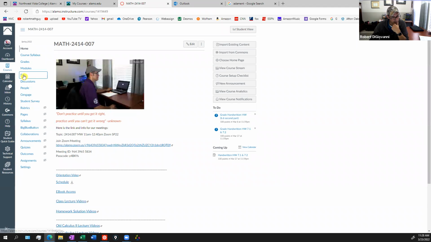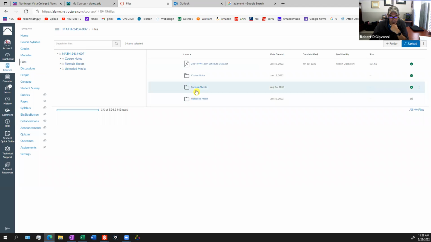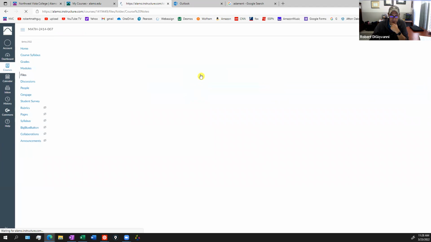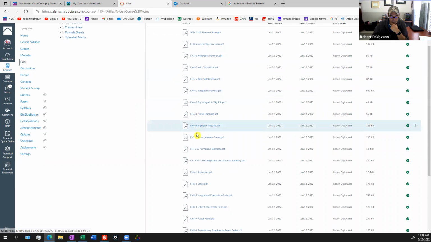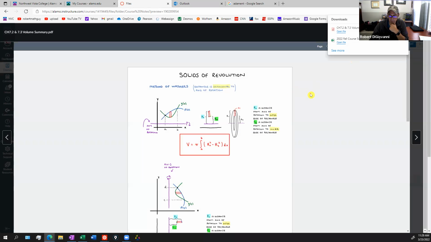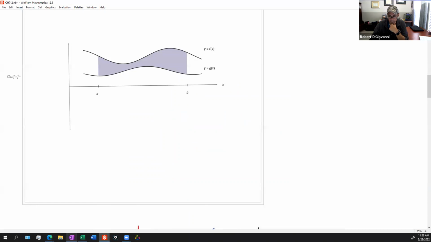Under files, where's files here? Under course notes, 7.2 and 3 volume summary. You should have this thing handy and ready for you on the test for sure. This is what I'm about to refer to right now. Okay, this sheet right here. So let me bring it up.